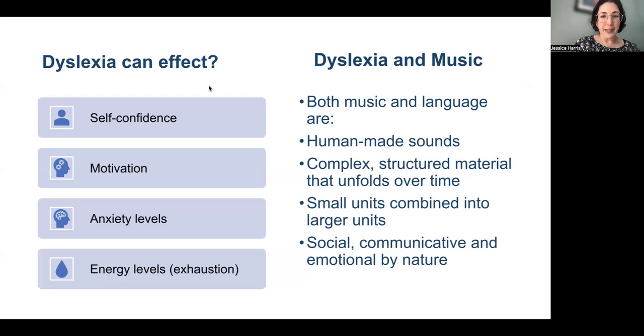So what areas can dyslexia affect outside of reading and spelling and our language skills? So dyslexia might affect our self-confidence, our motivation, our anxiety, and our energy levels. So now we're going to look at the links between dyslexia and music. So what are the links between both? And then therefore, how can music learning and music therapy benefit someone with dyslexia?